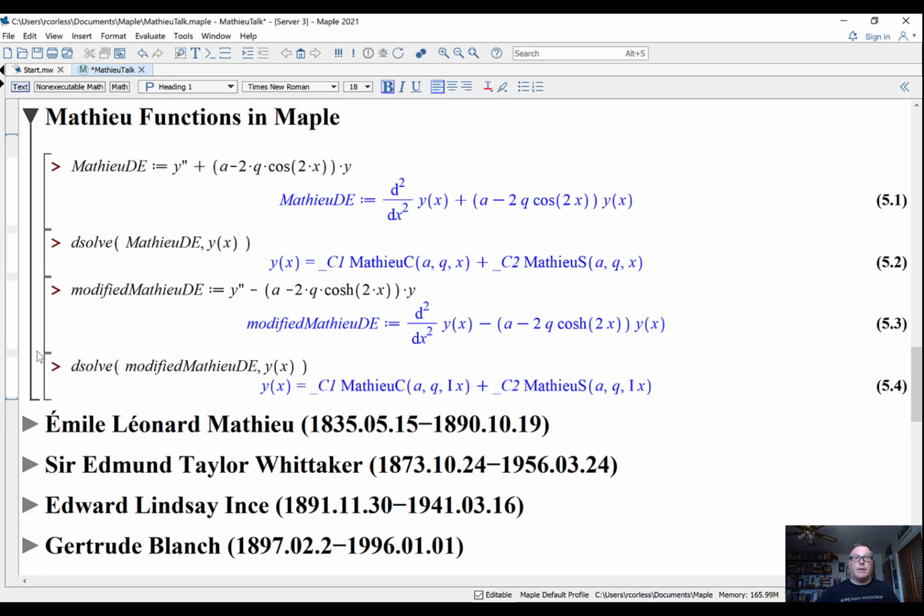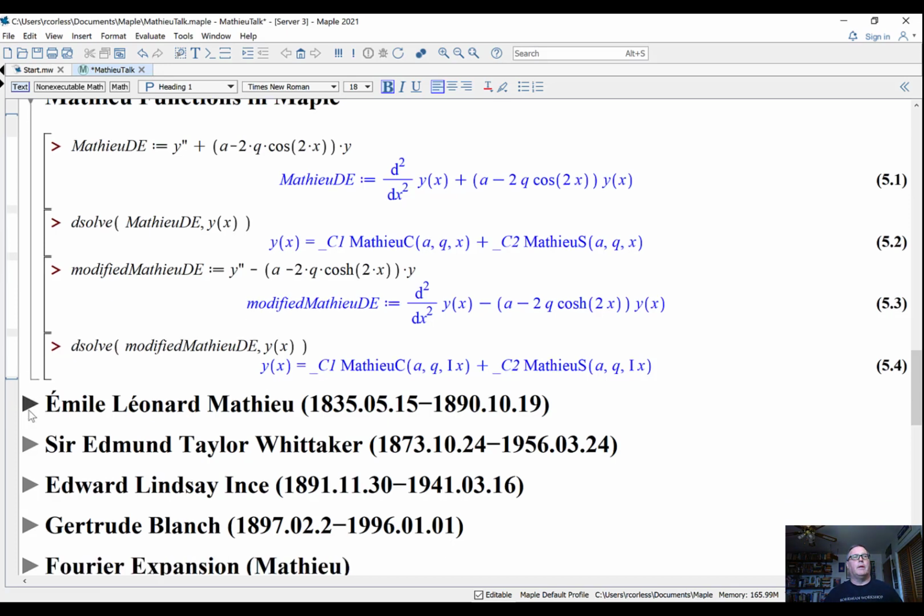And when you solve it, you see, oh yes, the same solution is the same, except it's not x in there, but I times x. Maple's square root of minus 1 is written capital I. You can change that, but I didn't do that. Tempted to change it now on the fly, but no, let's just keep going here. All right, that's Mathieu functions in Maple.